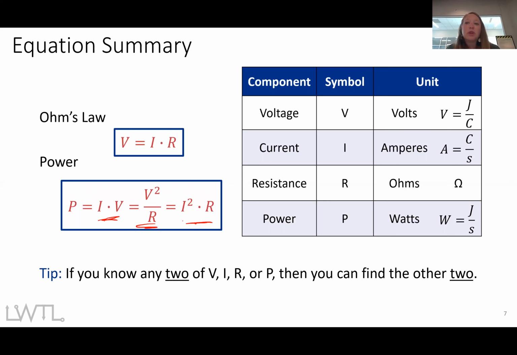Something that I think is really neat to note: if you have any two, you can get the other two. If you have voltage and current, you can find resistance and power using the power equations or Ohm's law or some form of both of those. If you have resistance and current, you can find voltage and power. If you have power and resistance, you can find voltage and current. So as long as you have two, you can always find the other two.